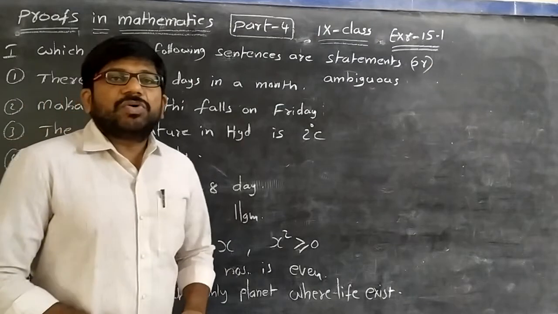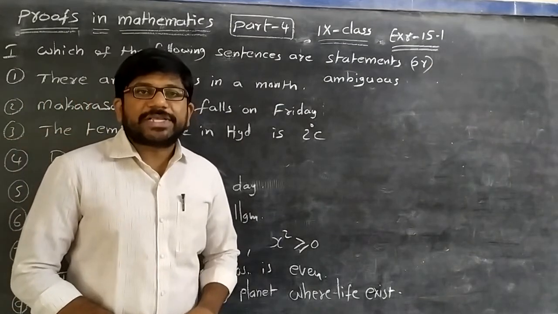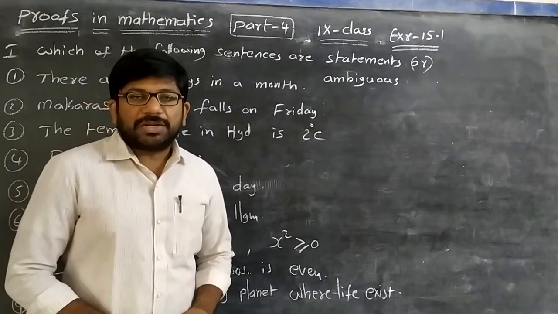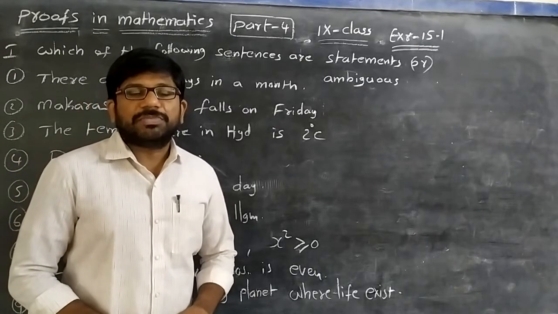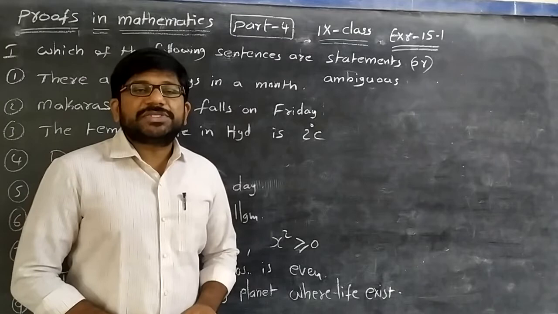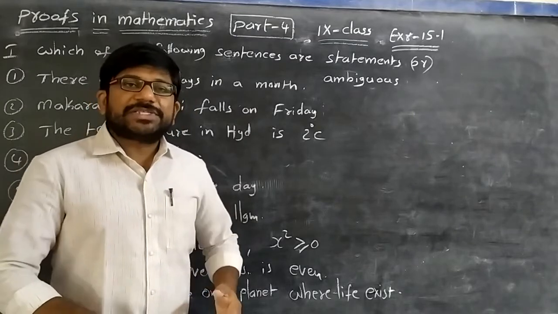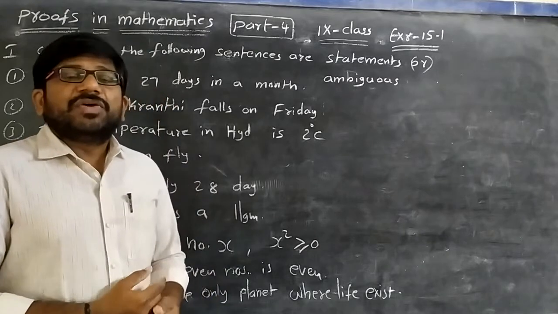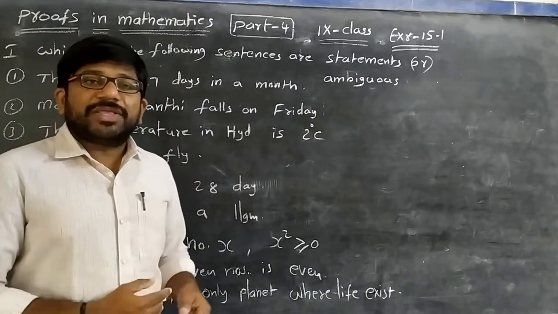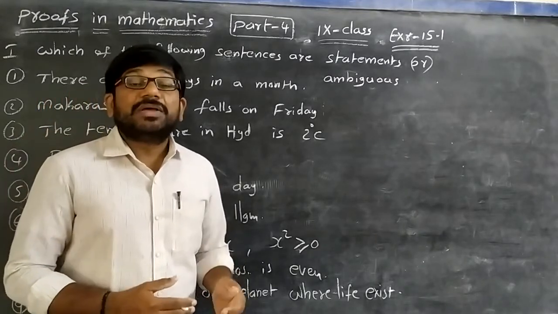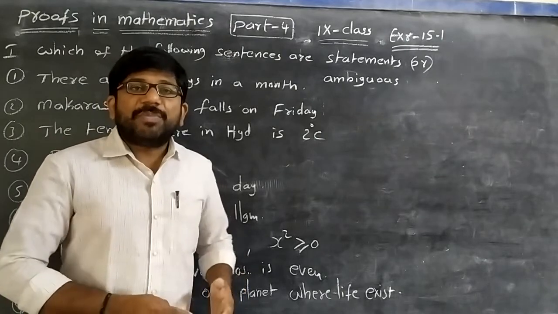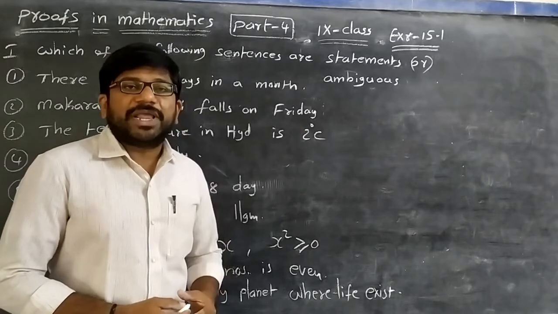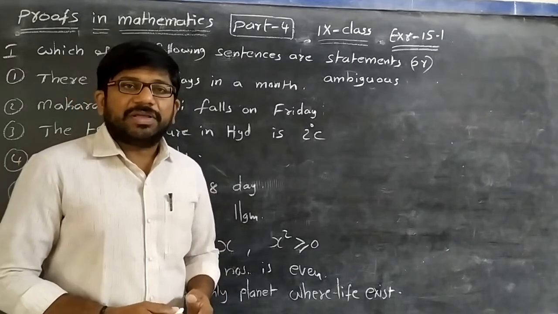Right? So, in this part 4, we discuss exercise 15.1, the first exercise problem. In this exercise, they give some sentences, and we have to decide whether each is a statement or ambiguous. Ambiguous means open sentence. We know very well the definition of a statement.